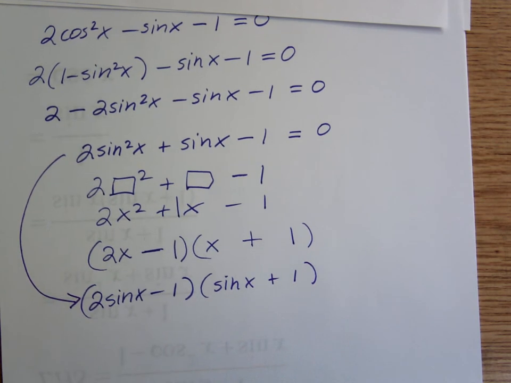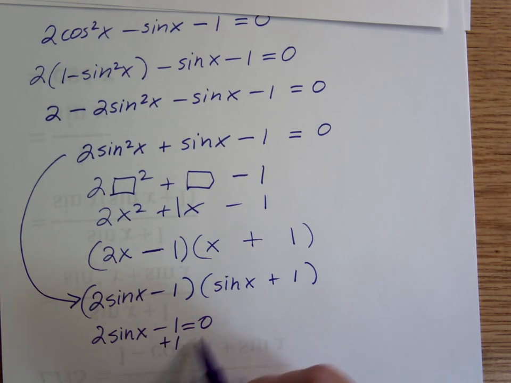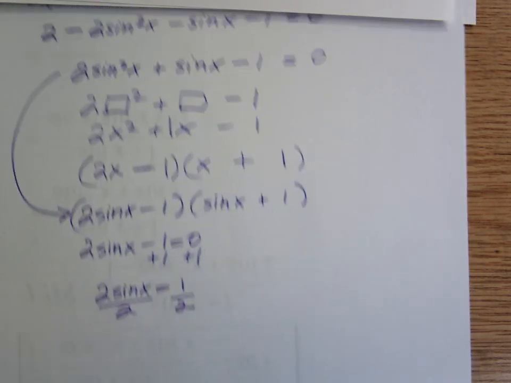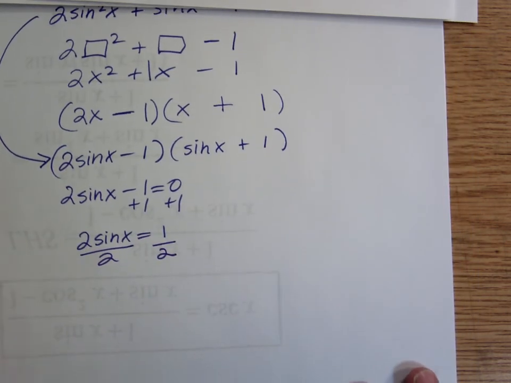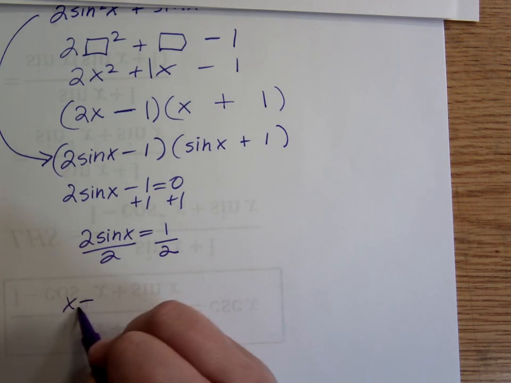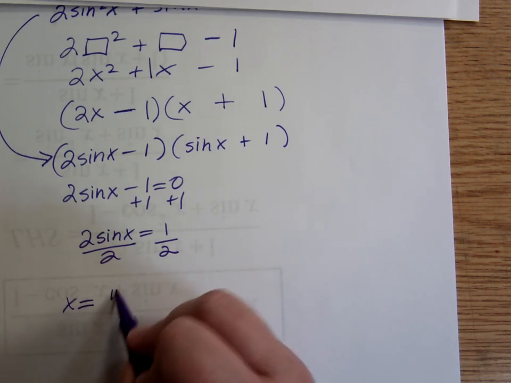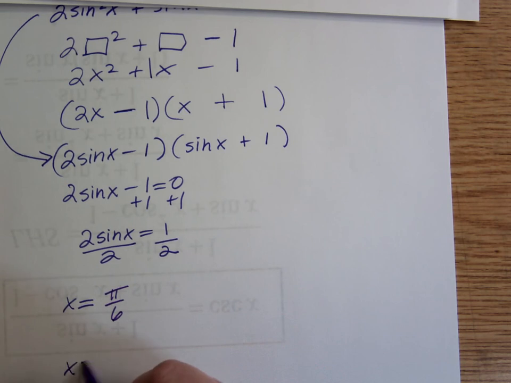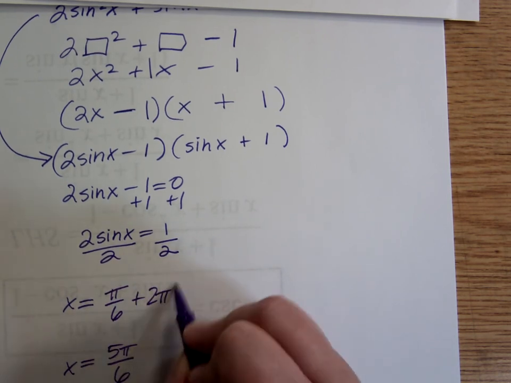So this tells me 2 sine x minus 1 equals 0. Add 1 to both sides: 2 sine x equals 1. Divide both sides by 2, and I get sine x is 1/2. Where is that going to happen? When x is pi over 6, and again when it's 5 pi over 6. Since it says all solutions, I have to add the 2 pi k.